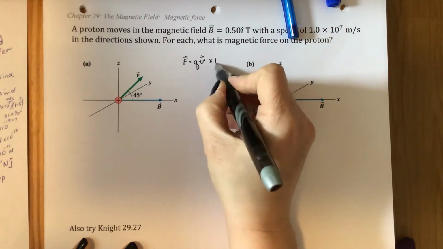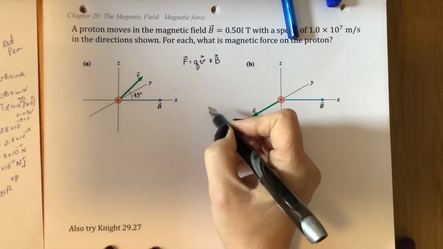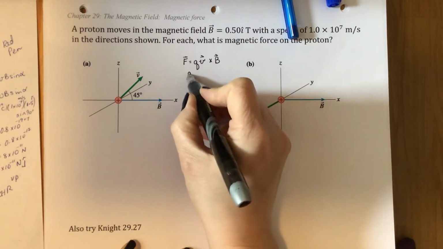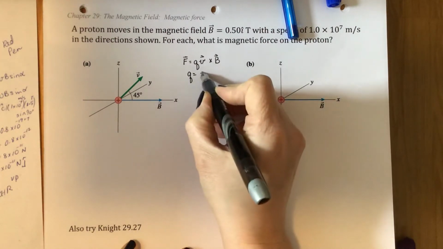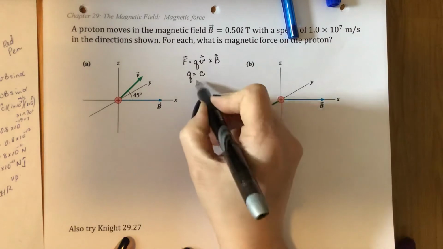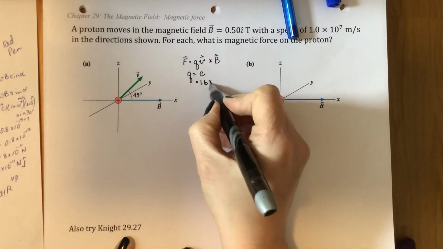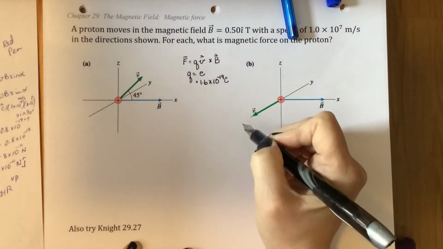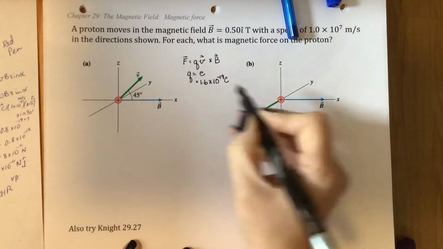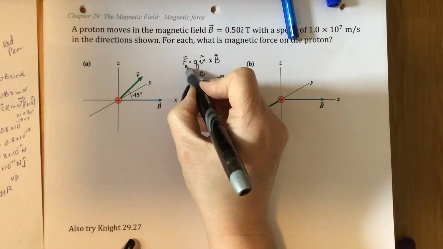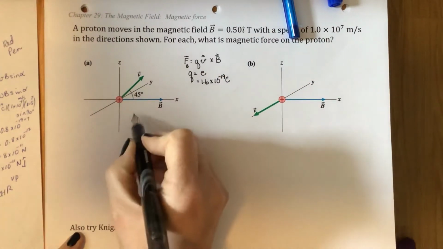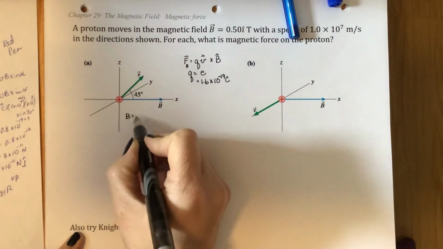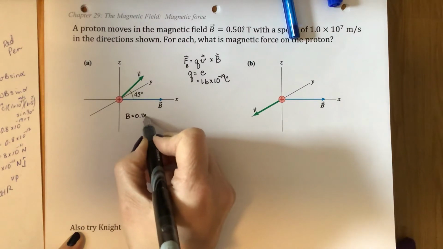In our problem, we have a proton, so right off the bat, we know that our charge Q is plus of the fundamental charge, 1.6 times 10 to the minus 19 coulombs. Okay, so we're good there. Part A, if we want to find the magnetic force, let's write down what B and V are. B is equal to 0.50 teslas in the x direction, I hat.